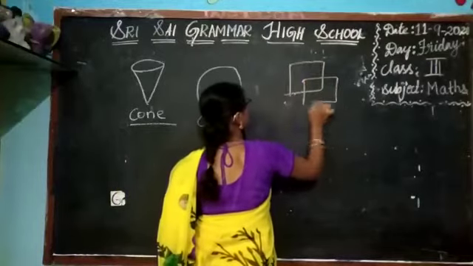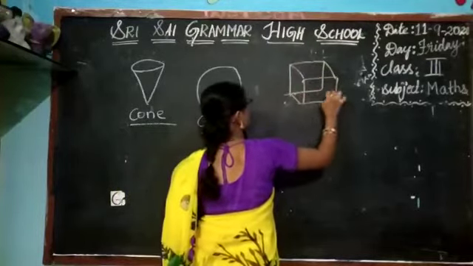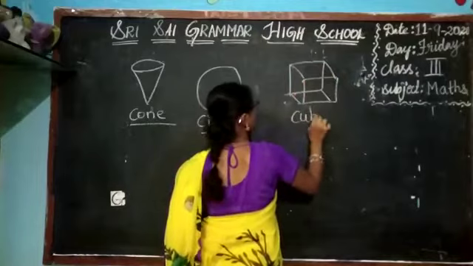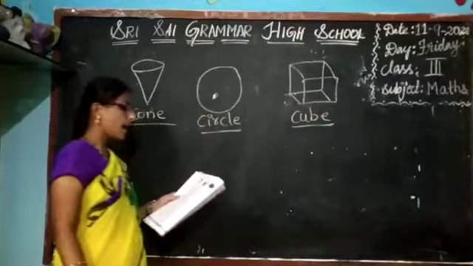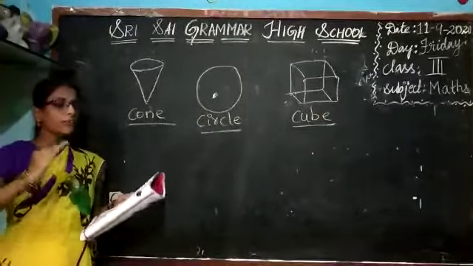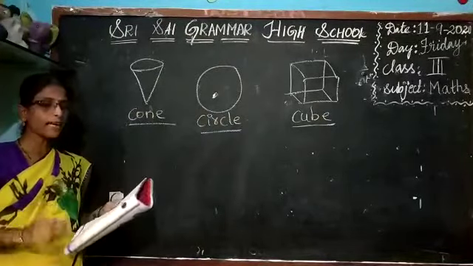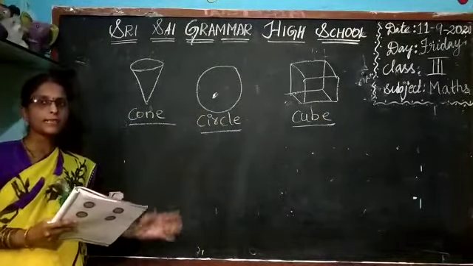What is this, children? This is the shape of a cube. Are you understanding? Solid and flat shapes. These are the solid shapes. Next, coming to flat.